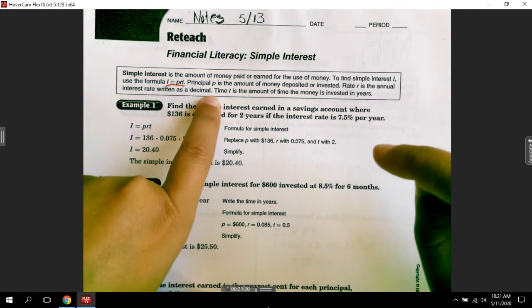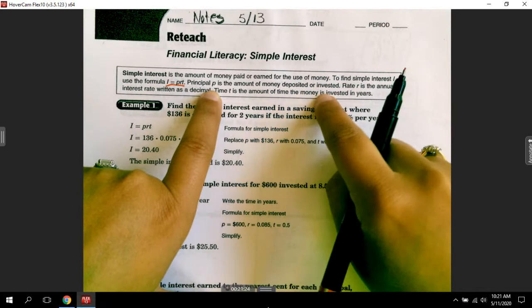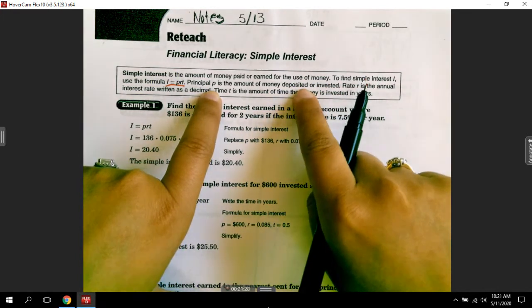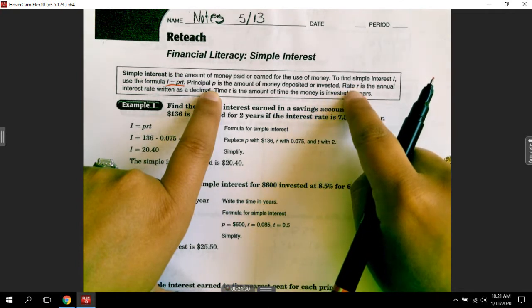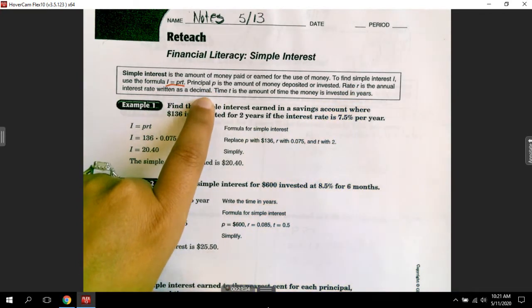The principal stands for the P, and it's the amount of money deposited or invested. So how much money you're borrowing or however much money you're putting into the bank. The rate is the R, which is the annual interest rate, which is going to be written as a decimal.